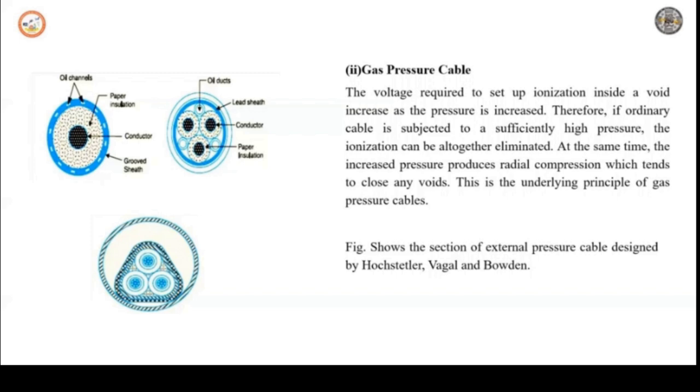The pressure cable was first designed by Hochstadter, Vogel and Bowden. The triangular shaped lead sheath acts as a pressure membrane. The shape reduces weight and produces low thermal resistance. The high pressure creates radial compression to close any voids. The steel pipe is coated with paint to avoid corrosion.